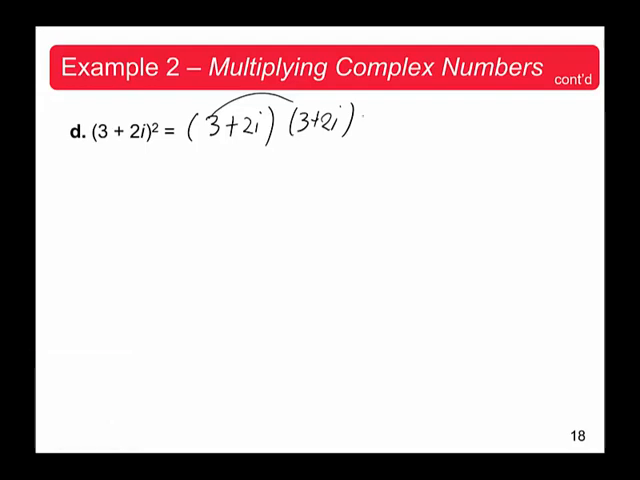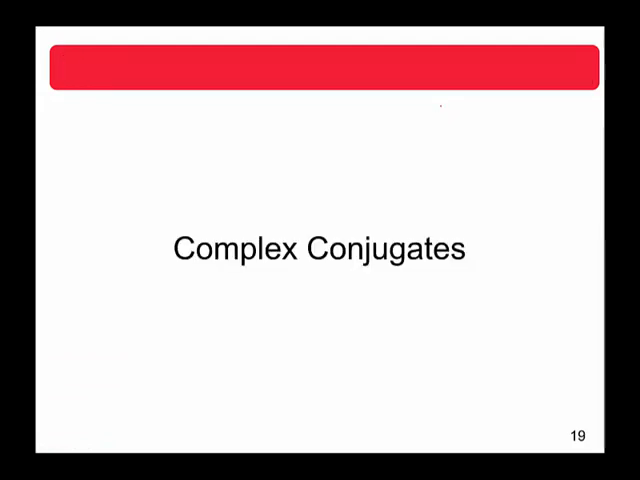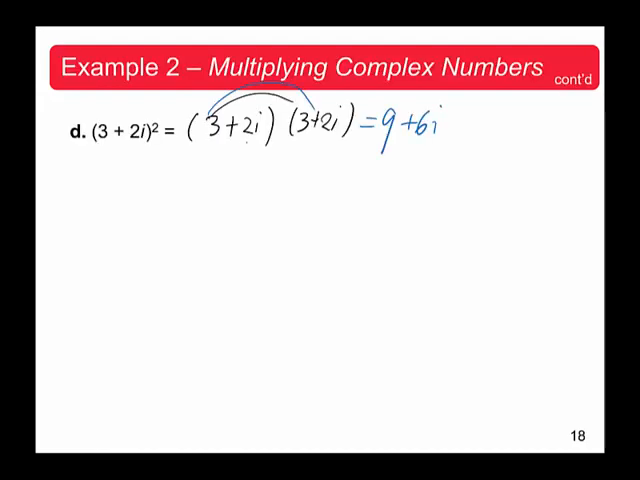3 times 3 becomes 9, and 3 times positive 2i is positive 6i, and 2i times 3 becomes positive 6i, and 2i times 2i, both positive, becomes positive 4i squared. So now combine the middle two terms, right? It becomes 12i, because 6 plus 6 is 12.